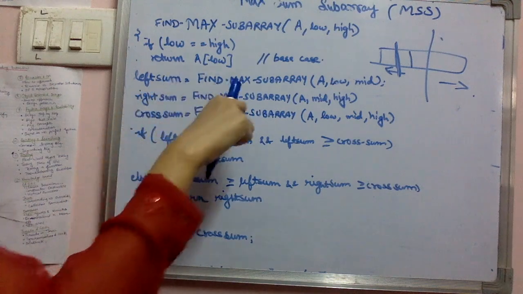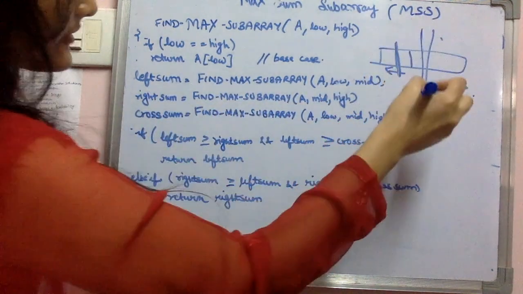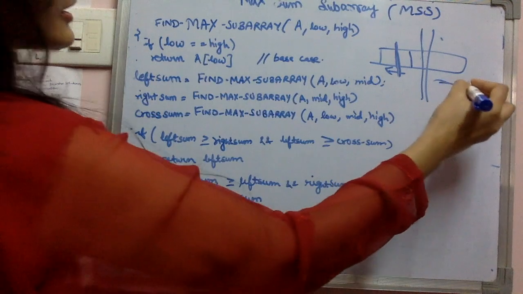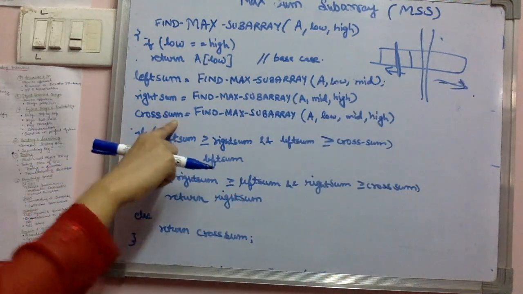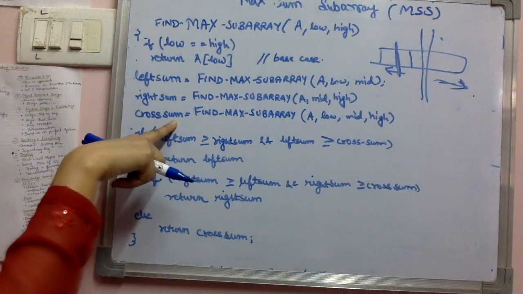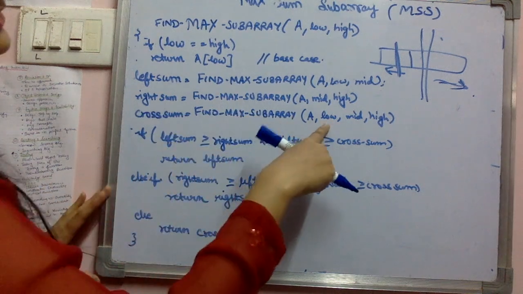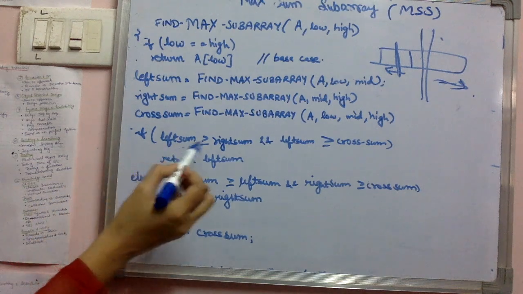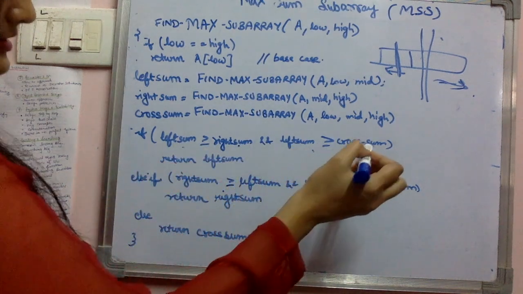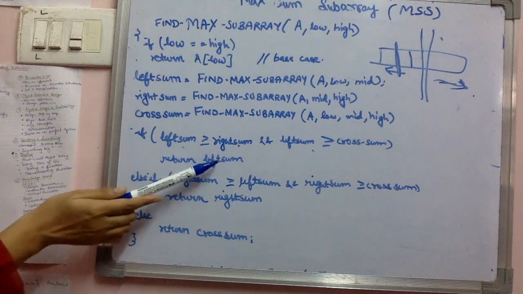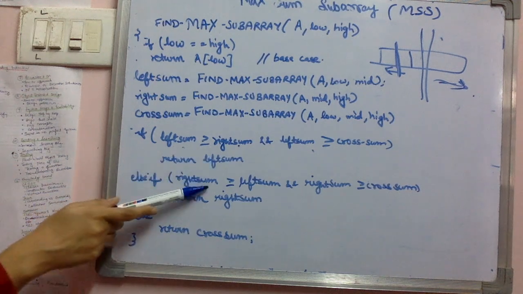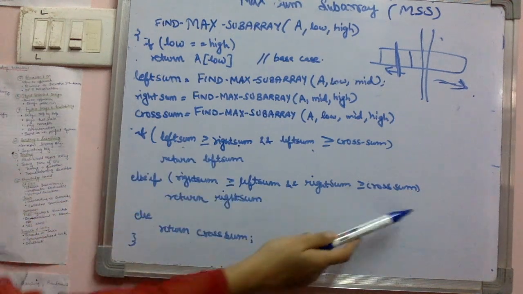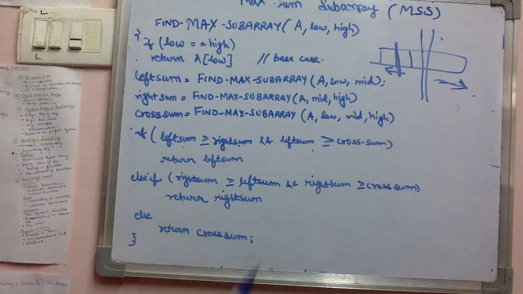So in this left sum we are going to recurse on the left half, and right sum we are going to recurse on the right half, and then cross sum is the algorithm which we just discussed, which is going to give us the max sum subarray, and we pass it low, mid and high. And then we are just going to check if left sum is greater than right sum and also greater than cross sum, we are going to return left sum, and if right sum is greater than left sum and also greater than cross sum, then we are going to return right sum, else we are going to return cross sum. I think this is straightforward, guys.